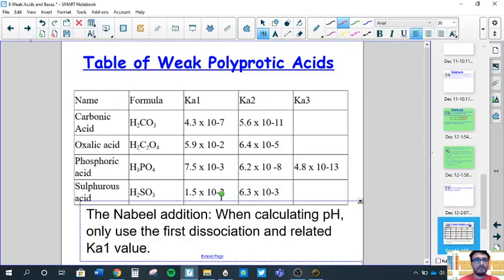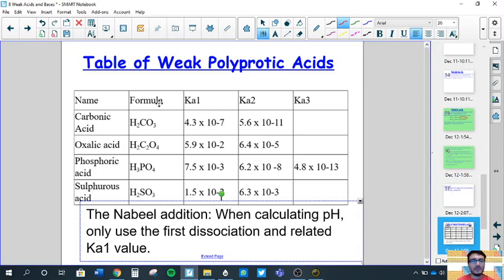You don't have to memorize this. With a student's permission, he said something last year that was quite well put. He says, when calculating pH, only use the first dissociation, ionization perhaps should have said, and related Ka1 value.